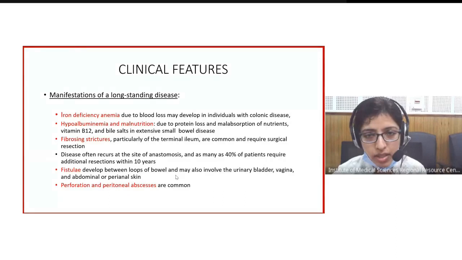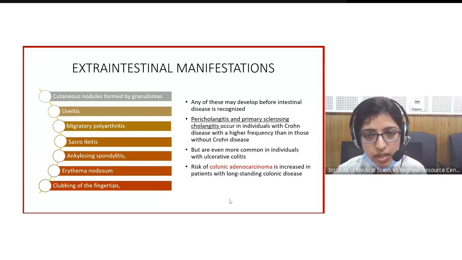Fistulae can develop between two loops of bowel, and it can even involve the urinary bladder, the vagina. So, a fistula is an abnormal communication between two hollow organs. These fistulae can form a communication between two separate loops of bowel. A communication may be established between the bowel and the bladder, bowel and the vagina, like that. Then perforation and peritoneal abscess is common. So these are the manifestations of long-standing Crohn's disease.